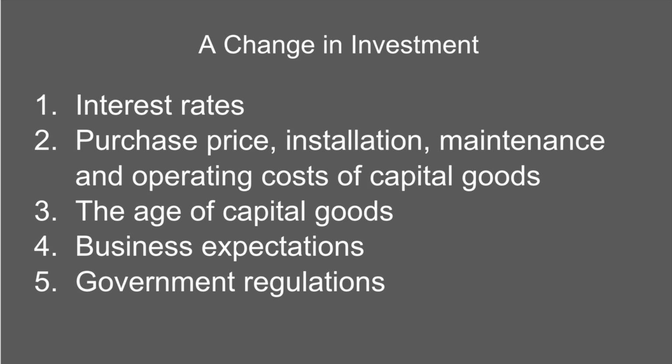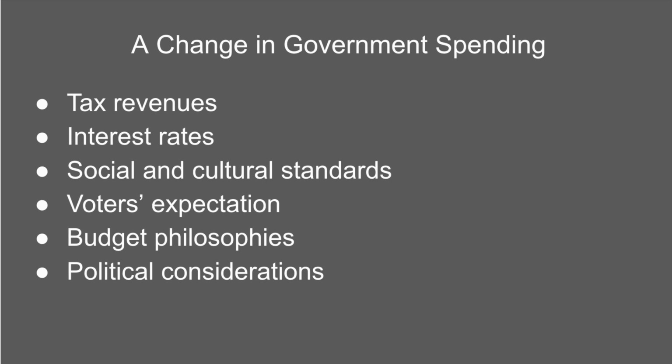And government regulations. Governments might dictate, for example, that we need to buy an electric car if the gasoline automobile is banned. So even though we might have a perfectly good gasoline automobile, we'll end up buying an electric one. What about changes to government spending? What impacts can that have? Well, tax revenues are going to have a big impact. If government doesn't bring in as much tax money, it's not going to be able to spend as much. If government brings in more tax money, it's going to be able to spend more.